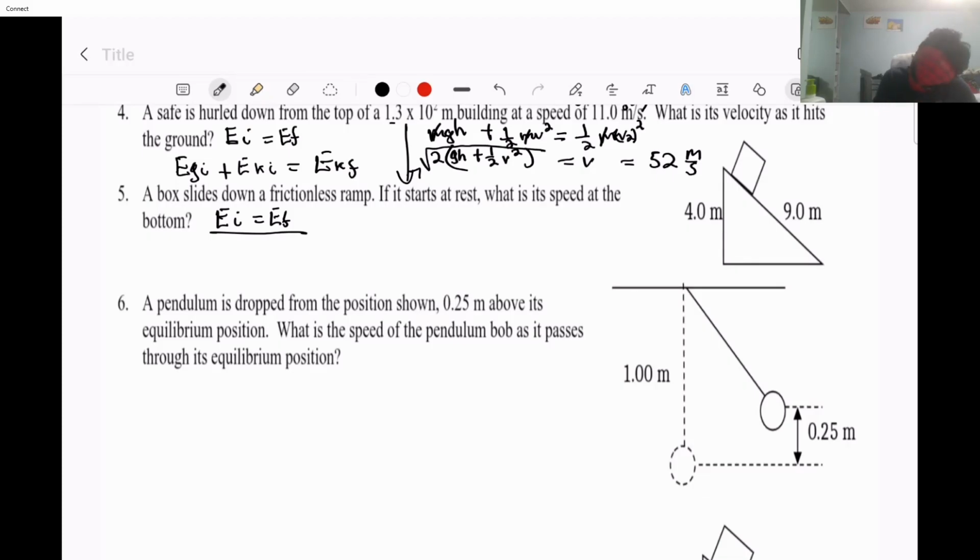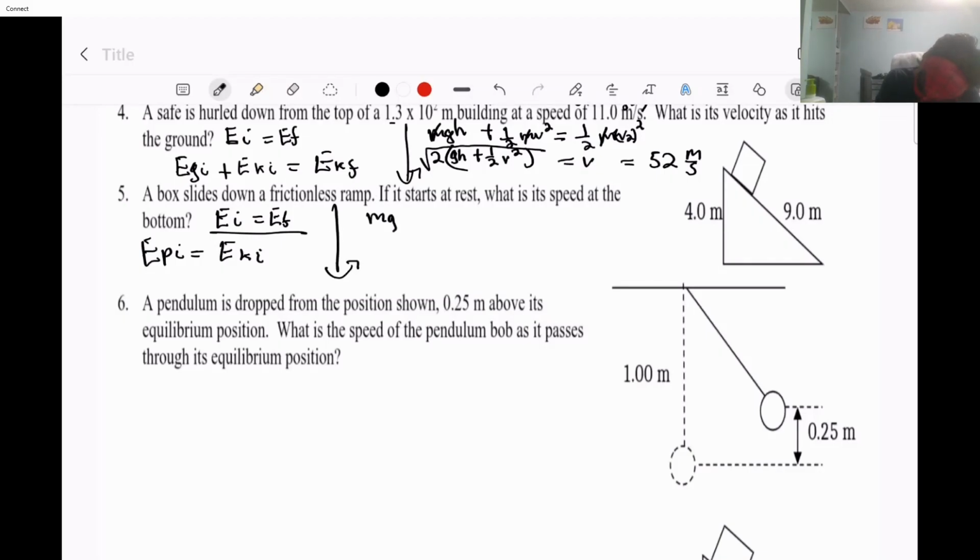So the initial speed, initially it starts at rest, so there is no kinetic energy, but there is a gravitational potential energy. So let's note that down. Gravitational potential energy initial, and then at the end, it's towards the bottom. It should have no gravitational potential energy, but it will have a kinetic energy because it has a velocity. Now that we know this much, we can plug in to find the speed at the bottom.